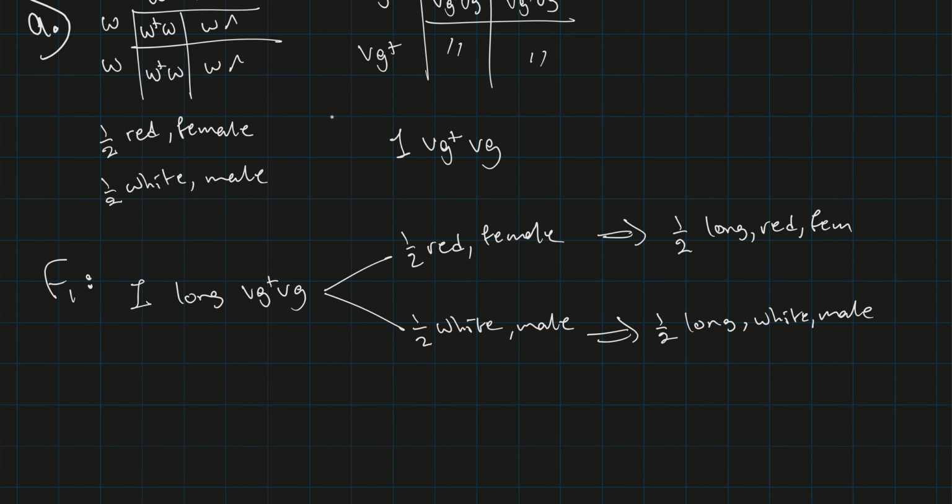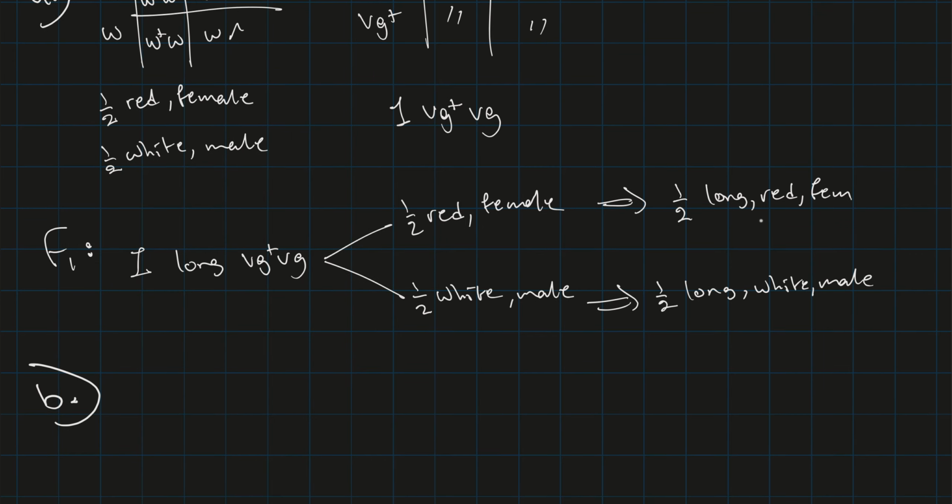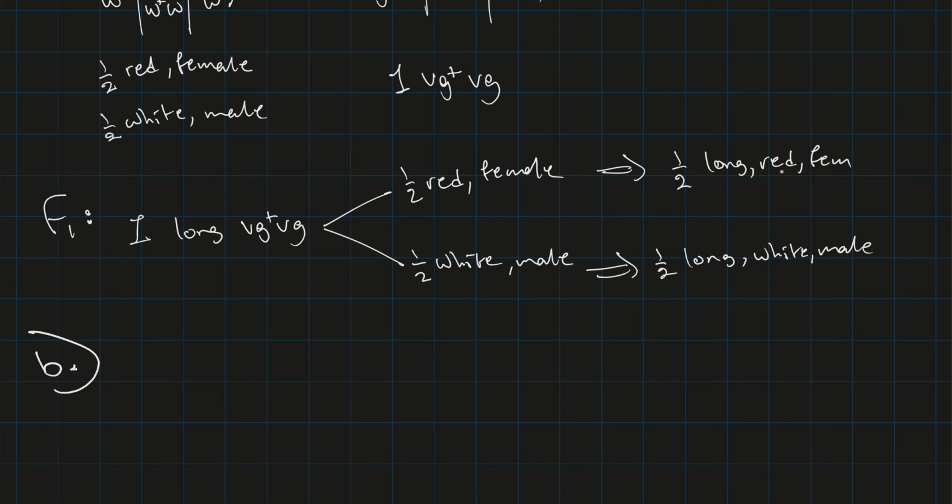Now what happens when you get the F2 progeny? How do you get that? Well, the F2 progeny is when you mix the F1 progeny together. And so we basically have a long-winged red female crossed with a long-winged white male.